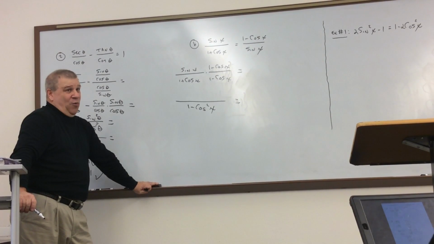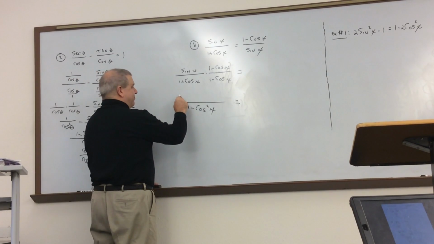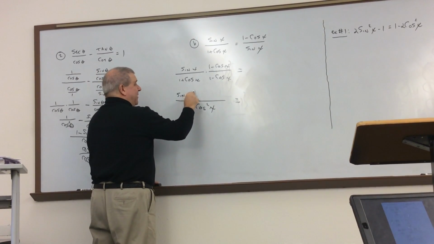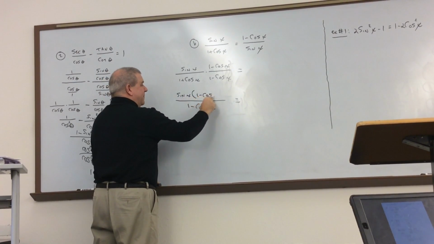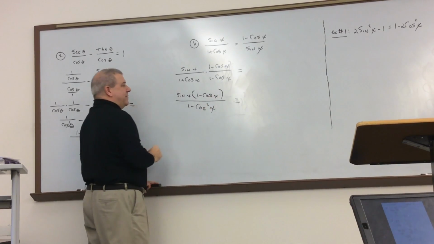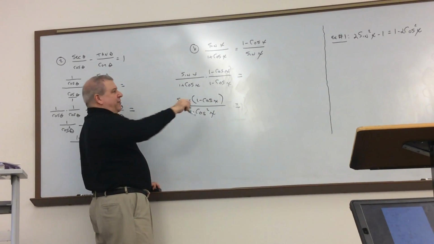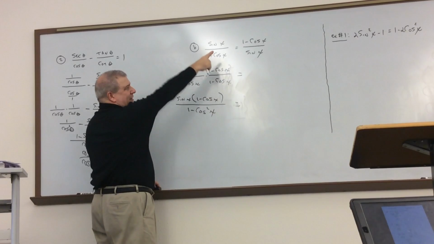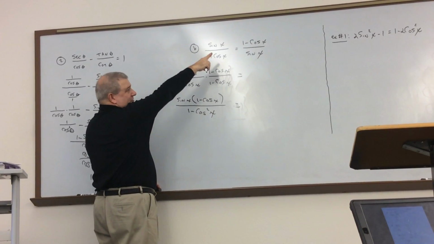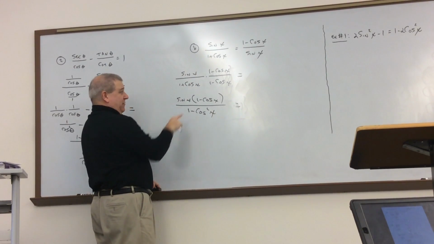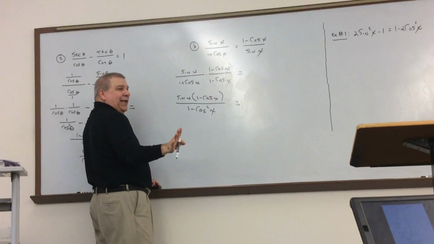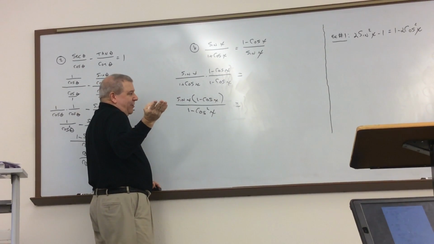The answer is no. Watch this, because a number of you have forgotten this. Now you guys that are sitting there going, why didn't you distribute that? Because look on the other side. See that 1 minus cosine x? There's a 1 minus cosine, so leave it be. If you distribute it, you'd be going backwards.